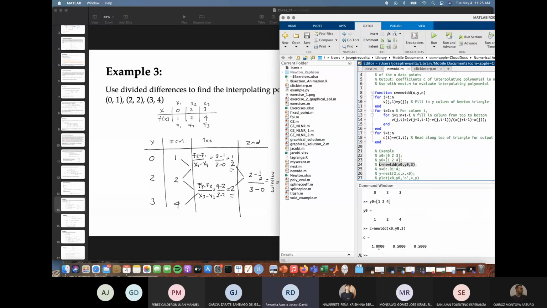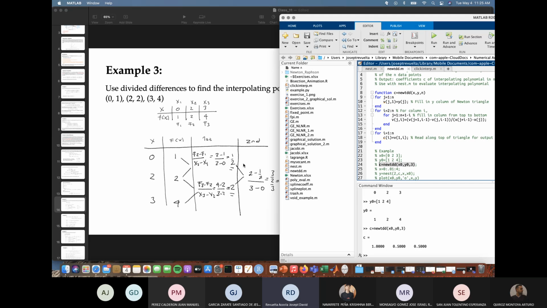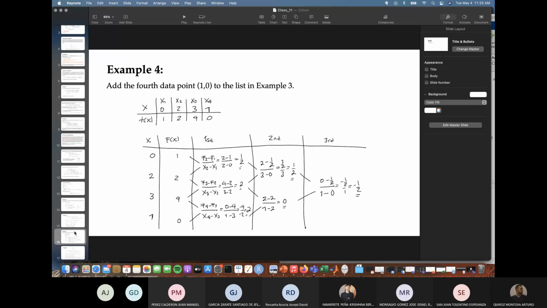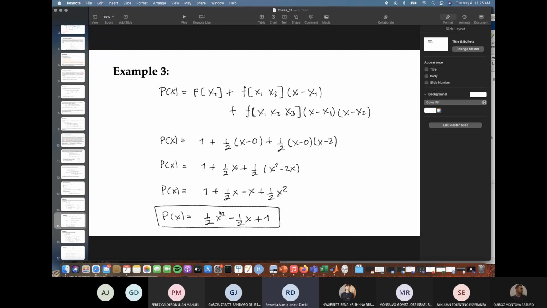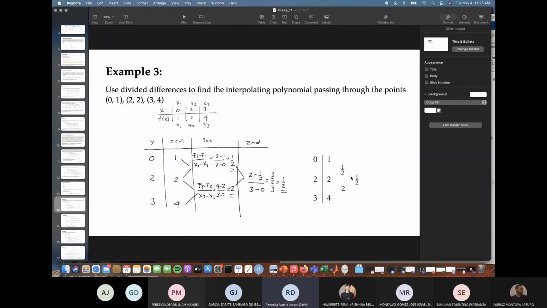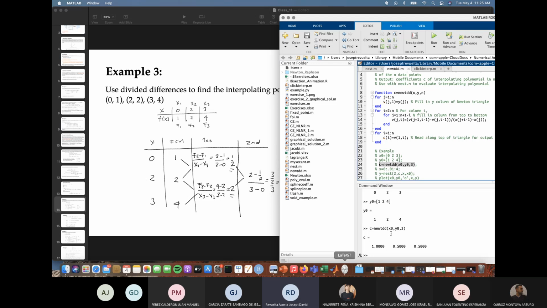So it's going to be 1, 1/2, 1/2. So the C is the vector that I have in the solution. Here, 1/2, 1/2, 1/2 minus 1/2. No, this is another one. Sorry, this is the one here: 1/2, 1, 1/2, 1/2. So if you see here it is 1, 1/2, 1/2.